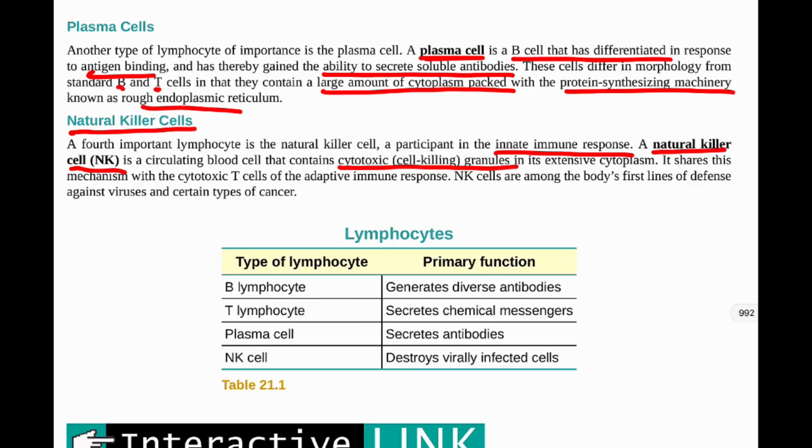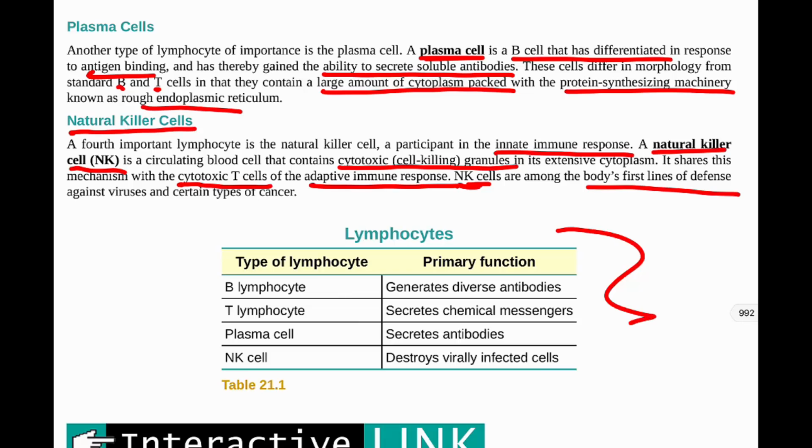It shares this mechanism with our cytotoxic T cells of the adaptive immune response. We're going to talk about the different types of T cells in a little bit. Natural killer cells are one of the body's first lines of defense. That's why we saw that not in our barrier response, but in our innate immune response. And then we have the more detailed and longer lasting immune response, which is our adaptive immune response. So this is a summarization of those here.